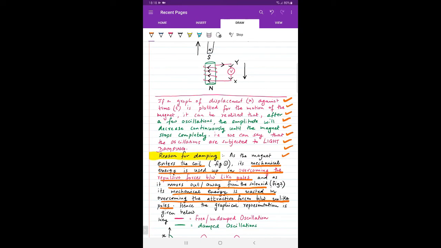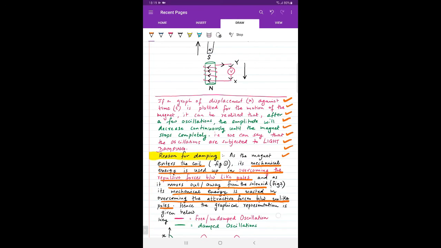The reason why the oscillations are said to be subjected to light damping, or the reason why the oscillation will stop after some time, is because when the north pole of the magnet was getting plunged in, there was a north pole induced, and mechanical energy was getting used up in overcoming the repulsive forces between the like poles. And similarly, as the magnet was getting pulled out, the wording says, once again the mechanical energy is wasted, but this time in overcoming the attractive forces between the unlike poles. Hence, the graphical representation is the one that's shown below.